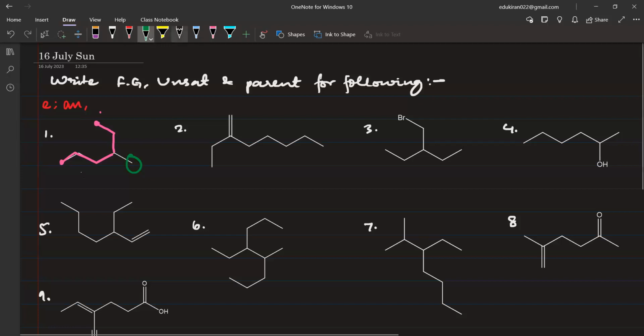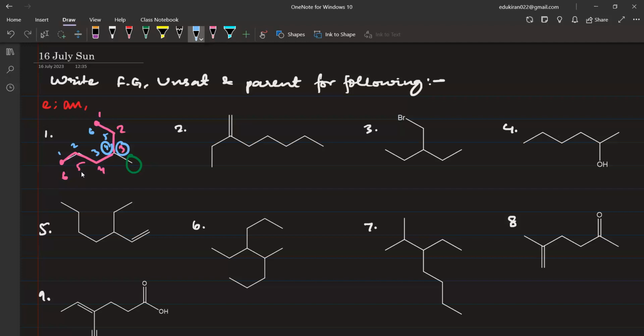So the numbering will be something like this: 1, 2, 3, 4, 5, 6, right? So this is the way of numbering. There can be only two ways of numbering. Once you have a parent carbon chain, you can number it like this, 1, 2, 3, 4, 5, and 6, or you can number it this way: 1, 2, 3, 4, 5, 6. As you can see, the substituent in the pink color is coming at the third carbon atom, and in the blue color, it is coming at the fourth carbon atom.